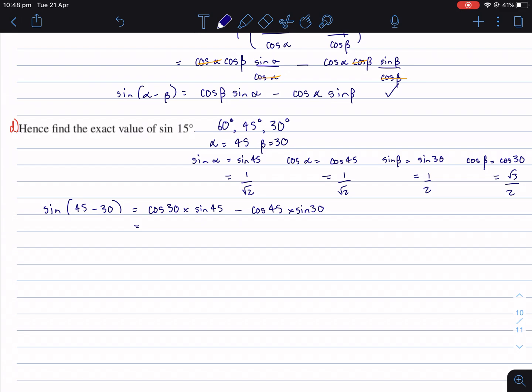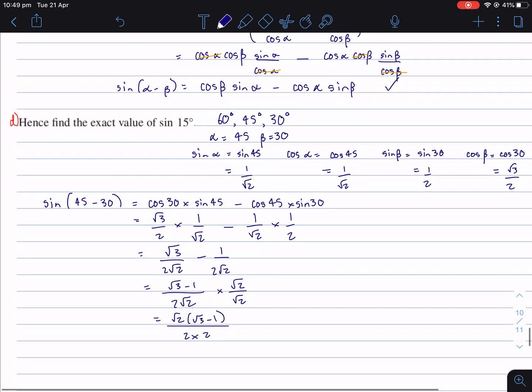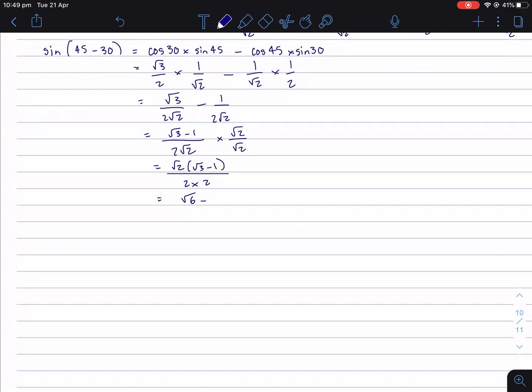Cos 30 was root 3 on 2. Sine 45, 1 on root 2, minus cos 45, 1 on root 2, sine 30, 1 on 2. So that gives me root 3 on 2 root 2 minus 1 on 2 root 2. So it's root 3 minus 1 on 2 root 2. Going to rationalise just as a flex. So that gives me root 2 times root 3 minus 1 over 2 times 2. So that gives me root 6 minus root 2 over 4. So that's sine 15.